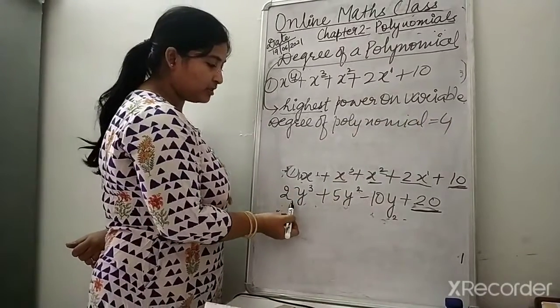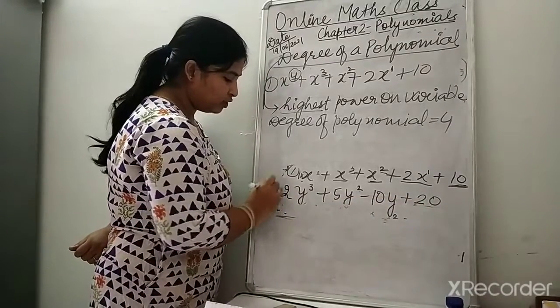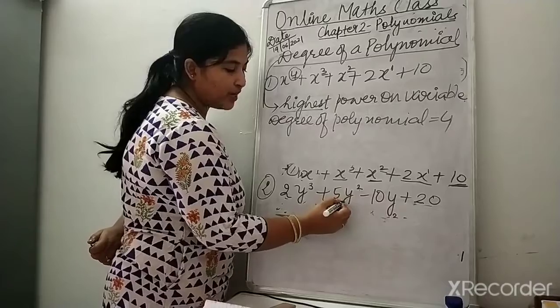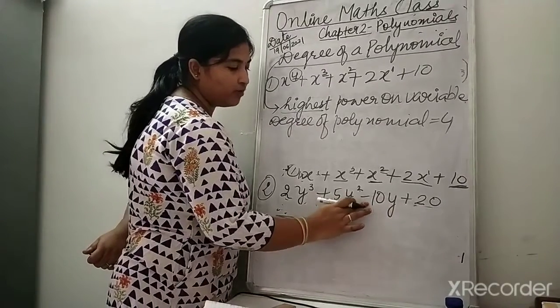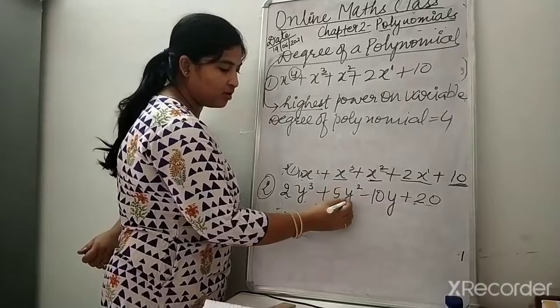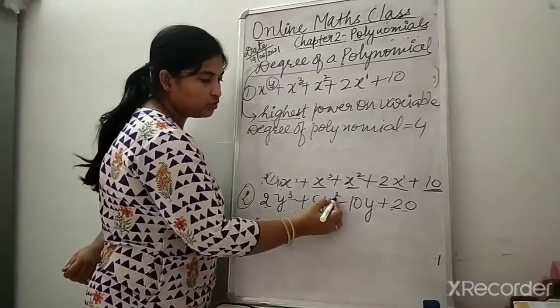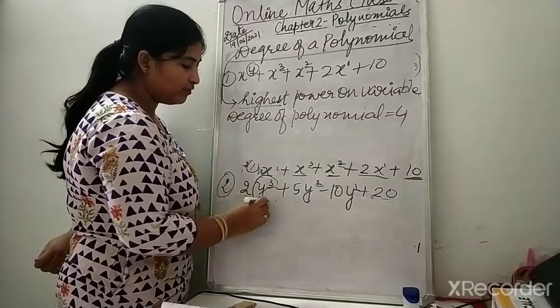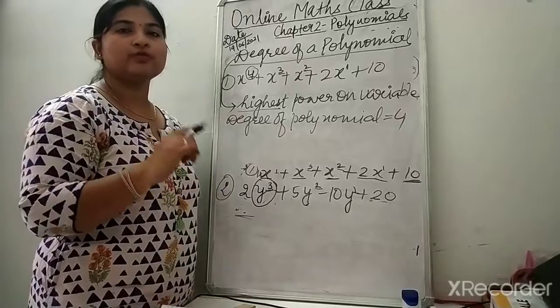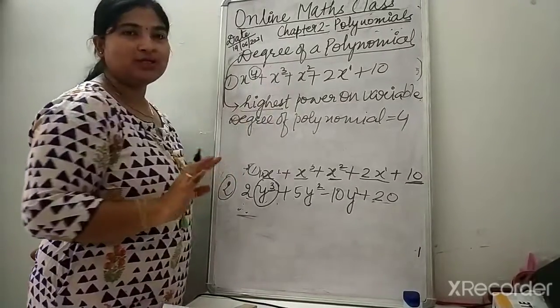You can check the second example also. The second example was 2y cube plus 5y square minus 10y plus 20. Tell me now, what is the highest power of the variable? First of all we will check the powers: 3, 2, 1. And what is the highest? 3. So what is the degree of this polynomial? The degree of this polynomial is 3. That's it. So this is all about the degree.